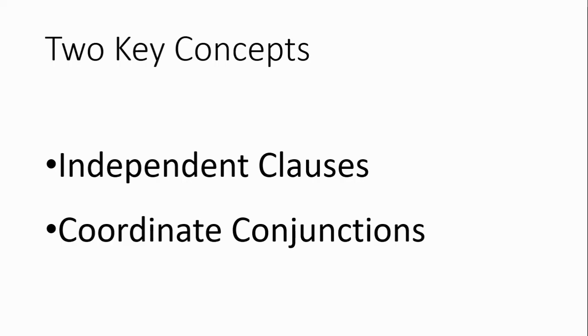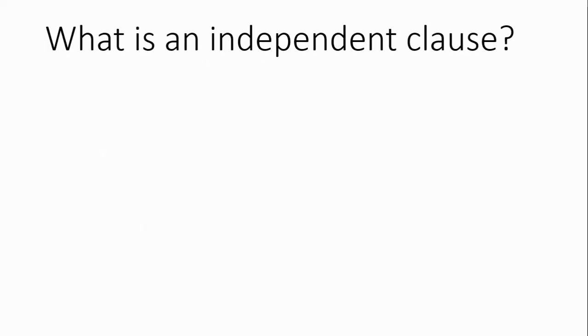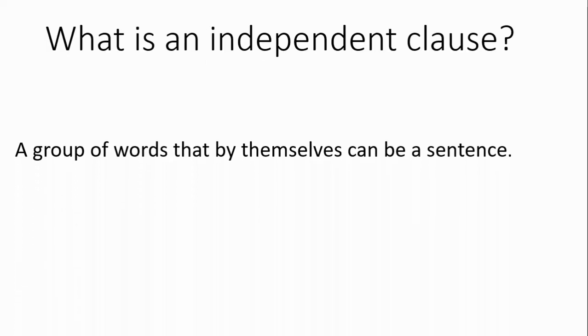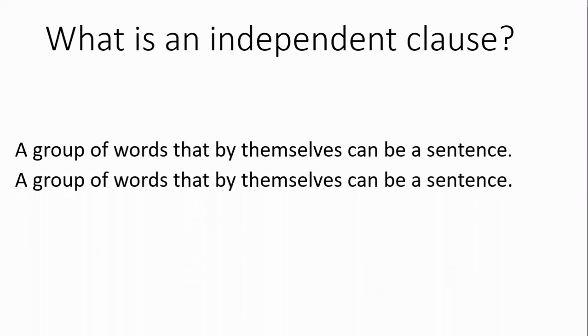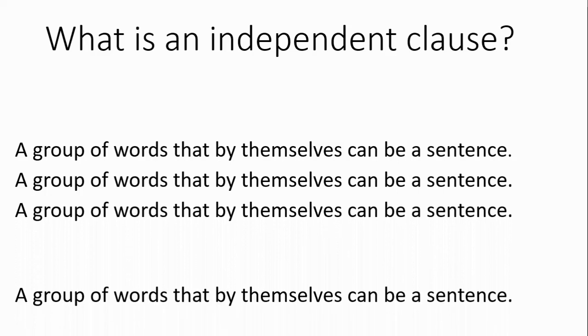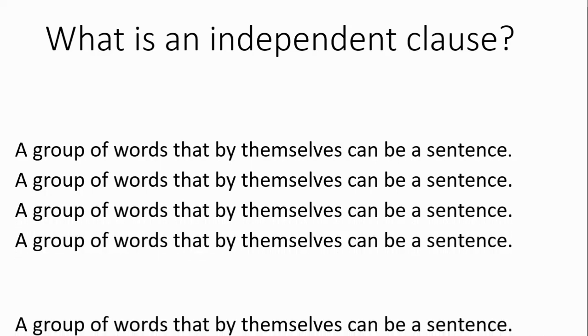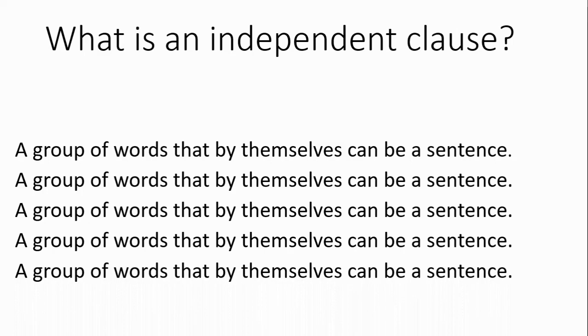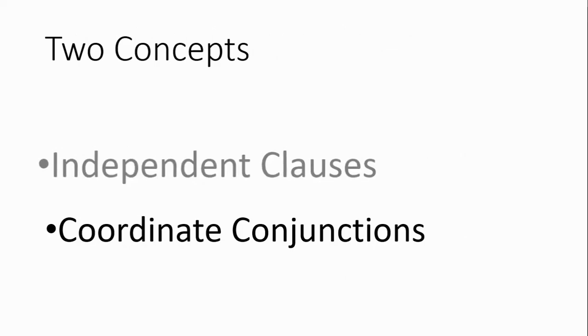As I said then, and forget any other definition that you have learned, it is a group of words that by themselves can be a sentence. And if you recall, we said it 5 times. A group of words that by themselves can be a sentence. Okay, so just be sure that this definition is in your notes. If not, hit pause, I'll wait. Have you got it? Okay. So that's it for independent clauses.